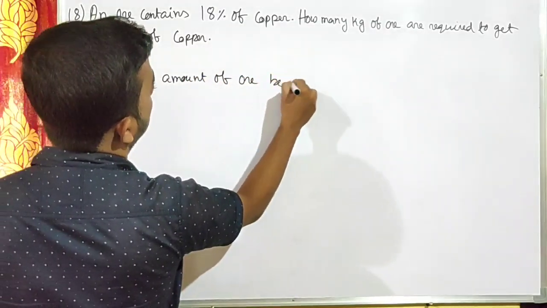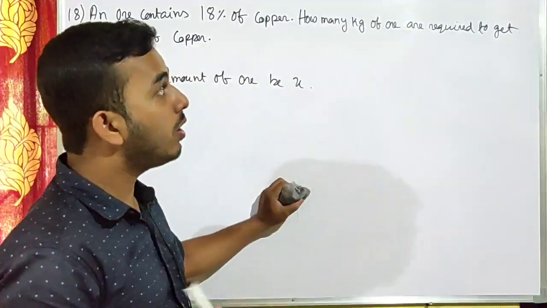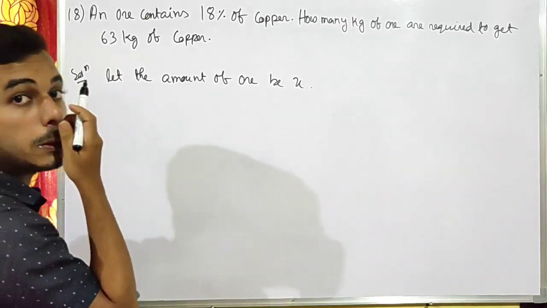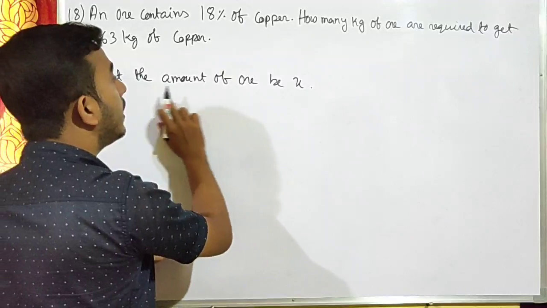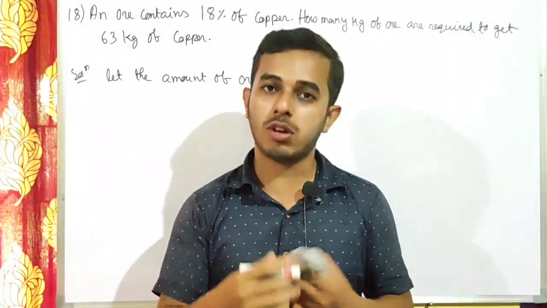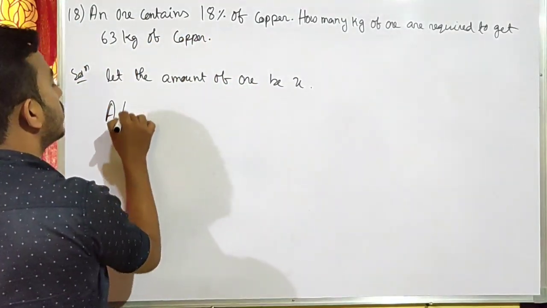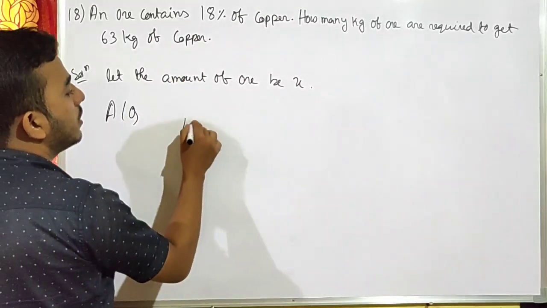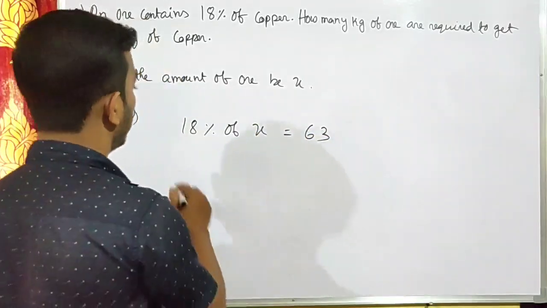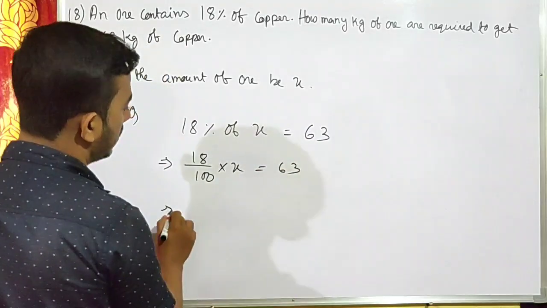The question says that from an ore we get 18% copper. Then how many kg of ore are needed to get 63 kg of copper? We don't know the total amount, so let the amount of ore be x. According to the question, 18% of x equals 63. So 18% means 18 by 100 x equals 63.